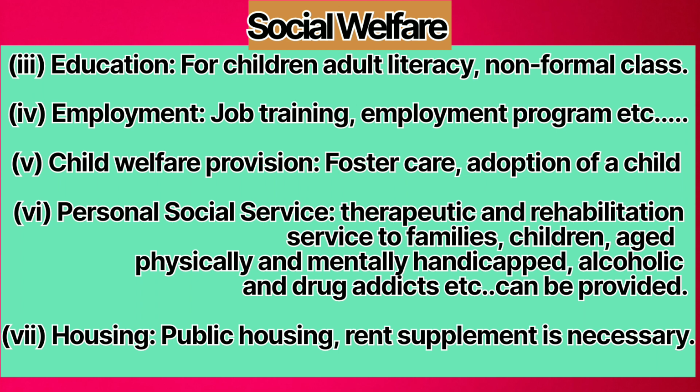The second one is healthcare. We can view it from both mental and physical health. For this, health insurance for the aged and disabled, medical assistance for children, aged and disabled, and a Medicaid program can be brought for them, so that their life will be easy. Third is housing, where public housing or rent supplement can be provided. Fourth is education, where for children, adult literacy can be provided and non-formal classes can be given.